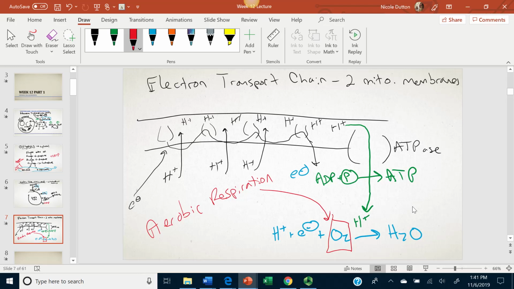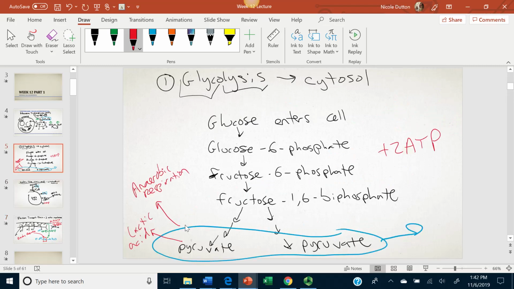All in all, the electron transport chain gives us 32 to 34 ATP. If you add that to the 2 from the Krebs cycle, plus the 2 from glycolysis, you got 36 to 38 ATP per glucose. And that's for aerobic respiration. But if you go through anaerobic respiration, you only get 2 ATP.